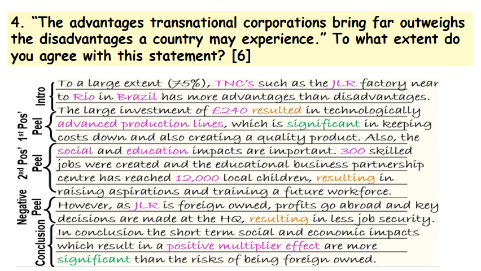The model answer now reads, to a large extent, 75%, TNC such as JLR factory near to Rio in Brazil has more advantages than disadvantages. The large investment of 240 million resulted in technologically advanced production lines, which is significant in keeping costs down and also creating a quality product. Also, the social and education impacts are important. 300 skilled jobs were created and Educational Business Partnership Centre has reached 12,000 local children, resulting in raising aspirations and changing and training a future workforce.